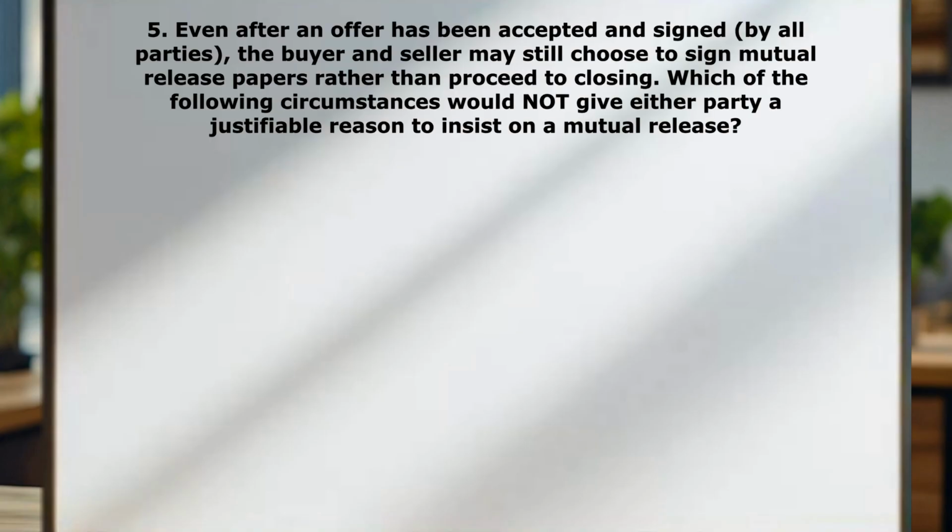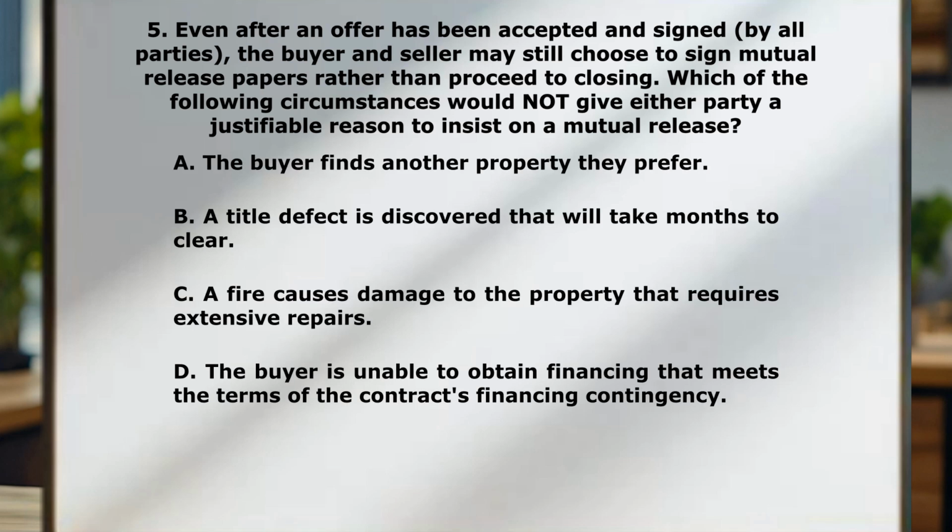Even after an offer has been accepted and signed by all parties, the buyer and seller may still choose to sign mutual release papers rather than proceed to closing. Which of the following circumstances would not give either party a justifiable reason to insist on a mutual release? A, the buyer finds another property they prefer. B, a little defect is discovered that will take months to clear. C, a fire causes damage to the property that requires extensive repairs. D, the buyer is unable to obtain financing that meets the terms of the contract's financing contingency.